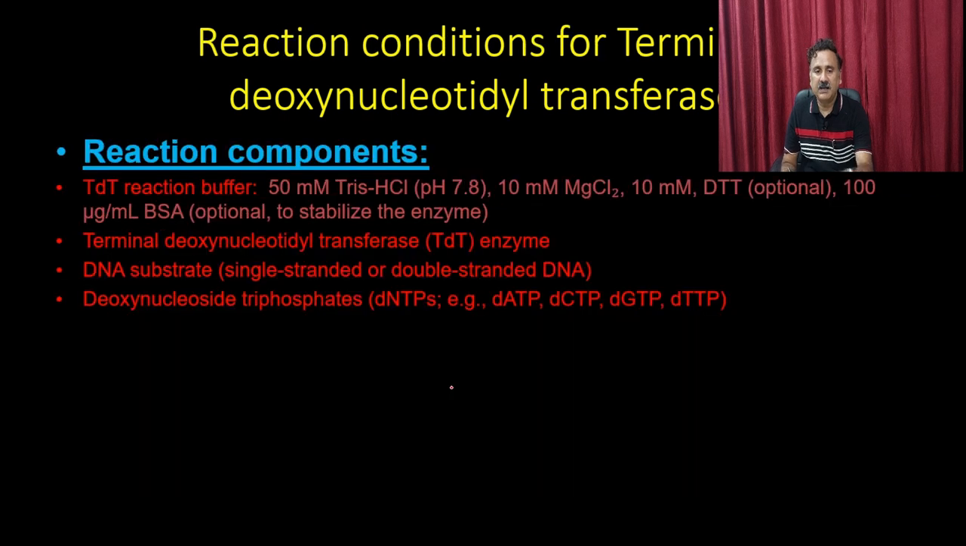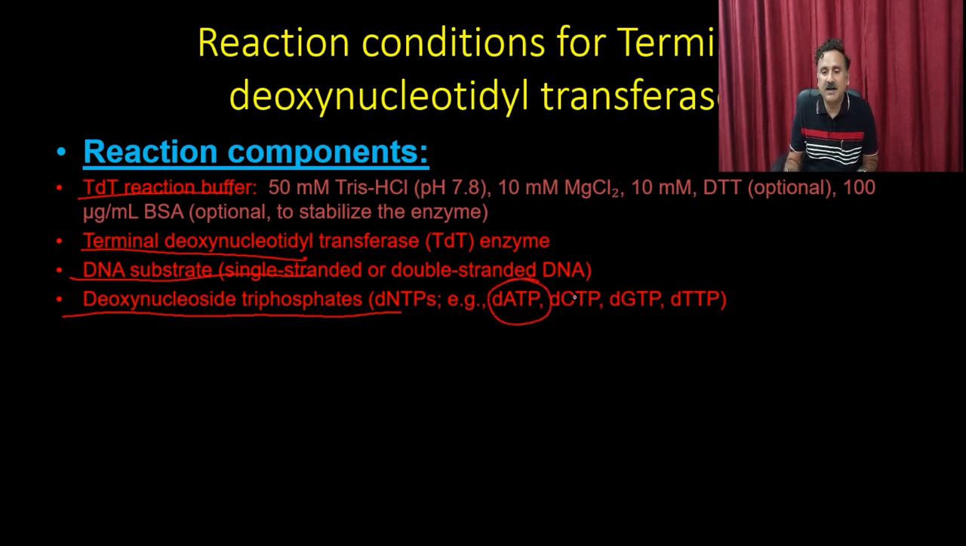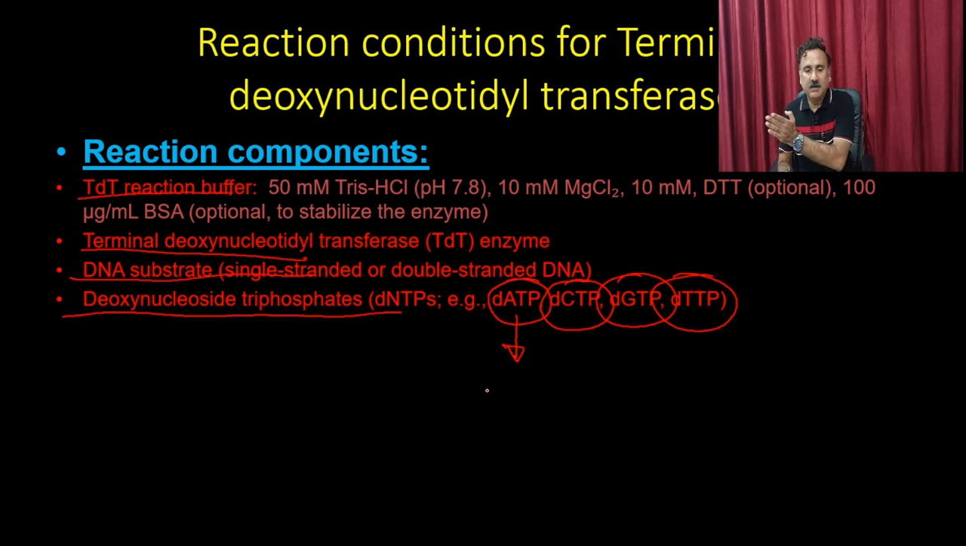How are you going to set up the reactions? To set up this reaction, you require the buffer, the enzyme, the DNA substrate, and the dNTPs. Depending upon which nucleotide you want to add, you can keep only that particular nucleotide. For example, if I want to add a poly A chain, then I can just keep the dATPs.